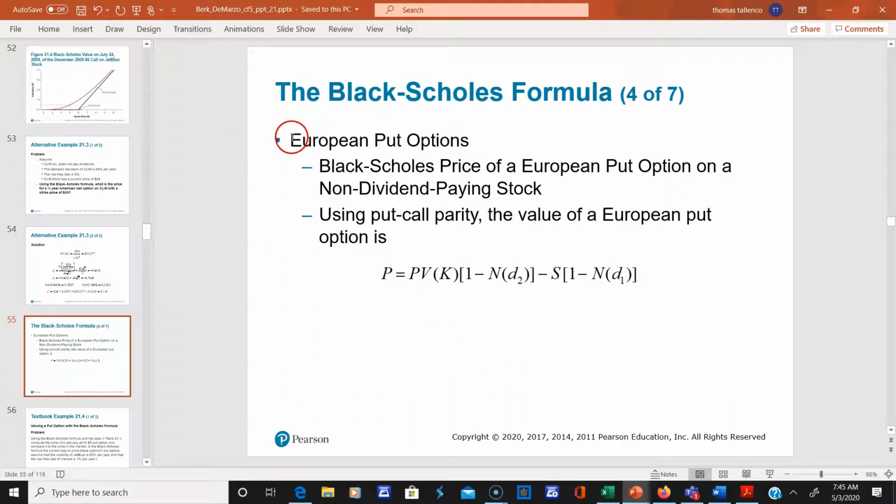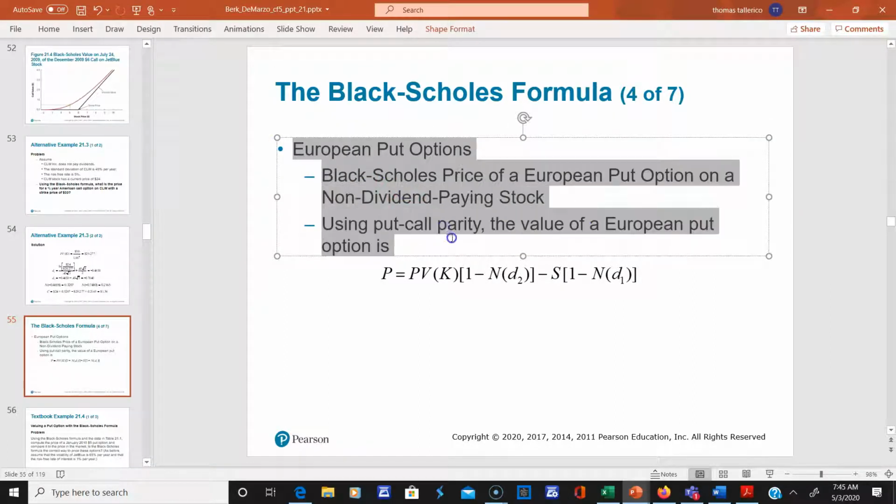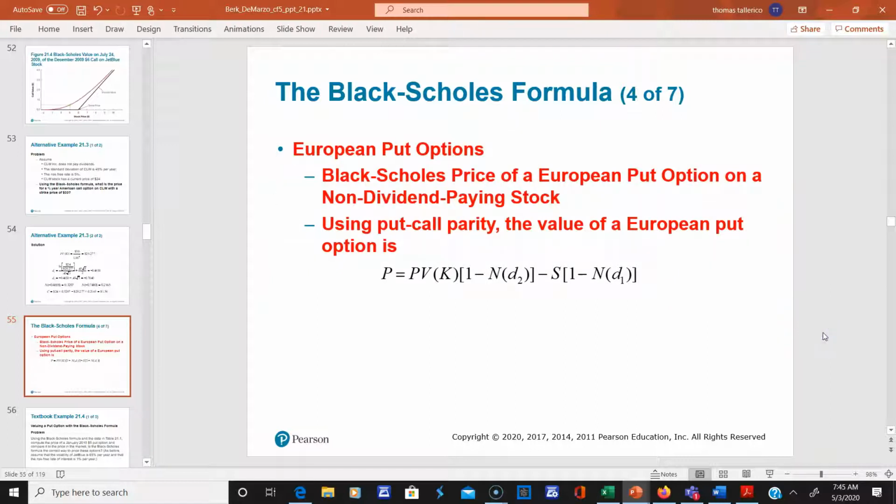You could do it with European put options. Again, it's on a non-dividend paying stock. And we talked a little bit about put-call parity, right? And we said you can solve for the Black-Scholes equation for puts, or you can just use put-call parity. Once you know the price of a call, you'll know the price of a put. But here's the value of a European put option.